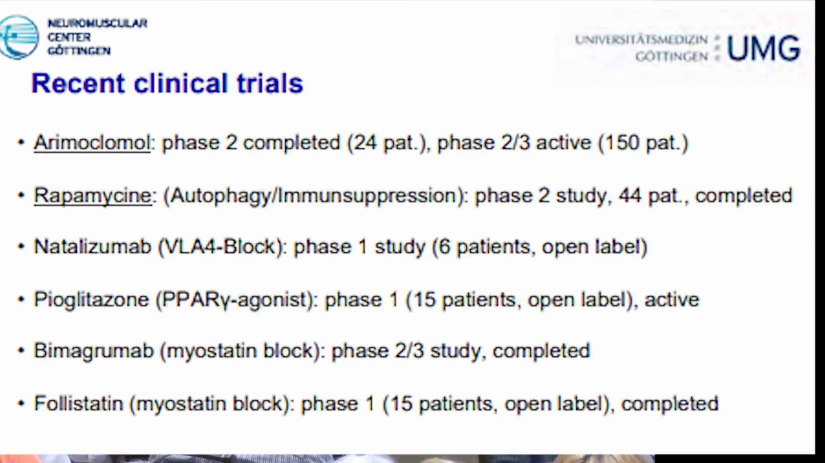block the myostatin pathway. And just one sentence, myostatin is the molecule that tells the muscle to stop growing. And if you block that pathway, the muscle will start to grow and to grow. Well, it didn't work. So now here we are in the world of arimoclomol.